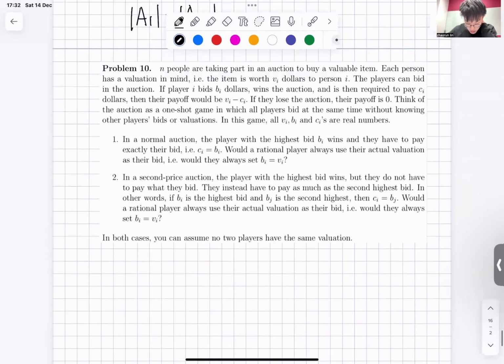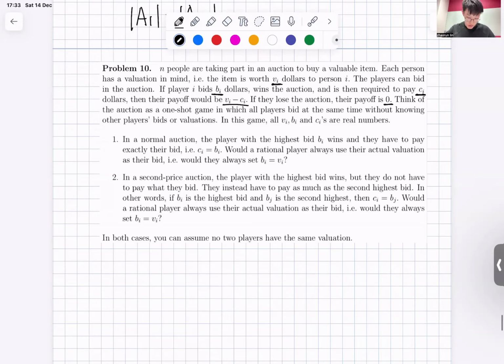Okay. For problem 10, the last problem. Suppose n people are taking part in an auction to buy a valuable item, and each person will have a valuation in mind. Person i will think that it's worth Vi value, and Bi is the bid that they give, and Ci is the money that they pay. The payoff will be, of course, Vi minus Ci if they win the auction. If they lose the auction, they don't get anything, they don't lose anything, so their payoff is 0.